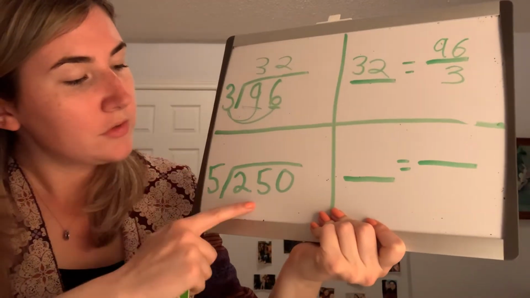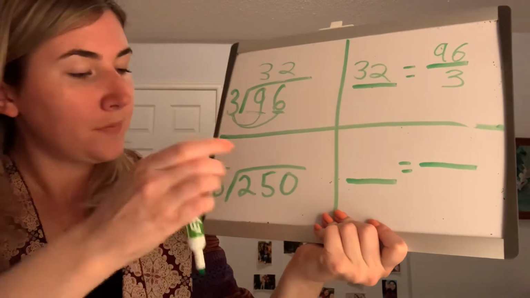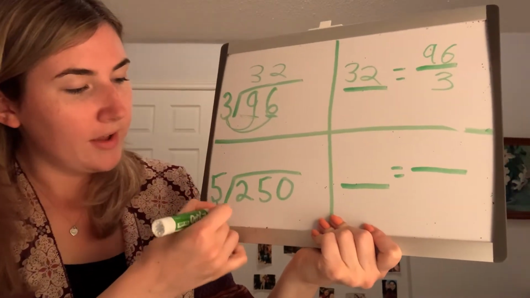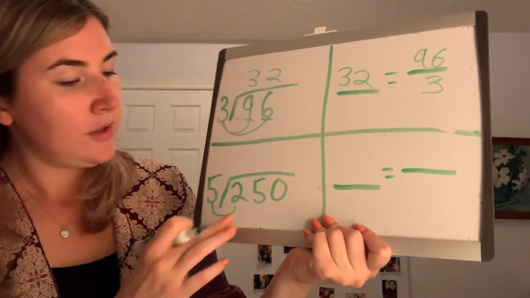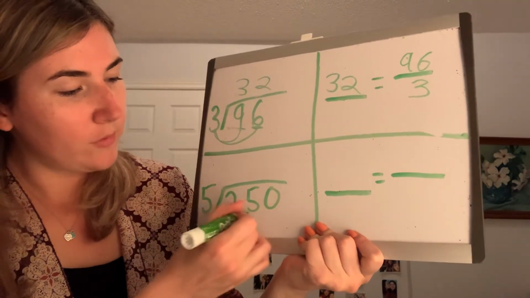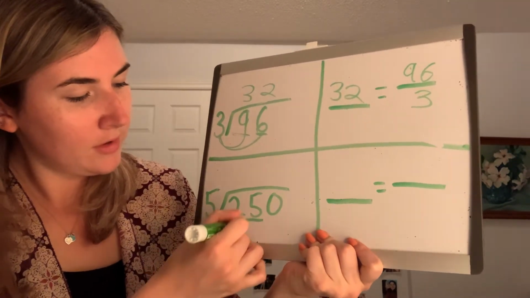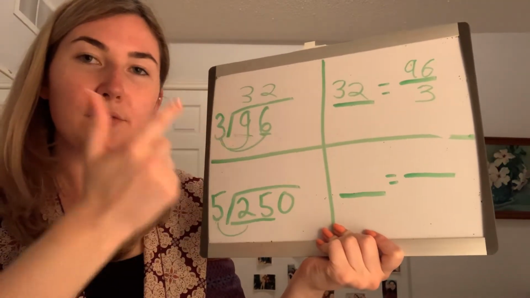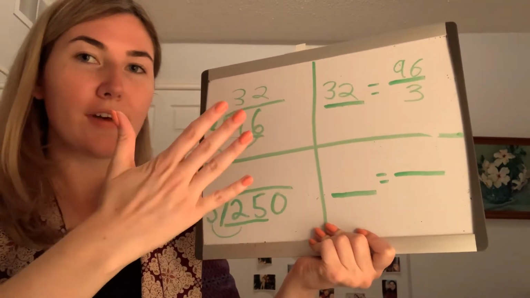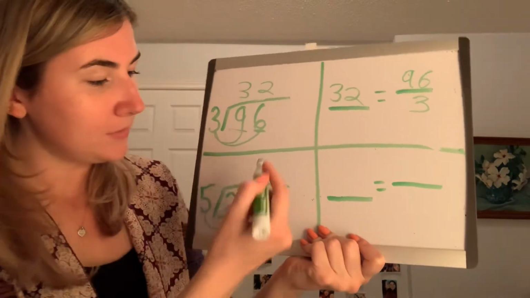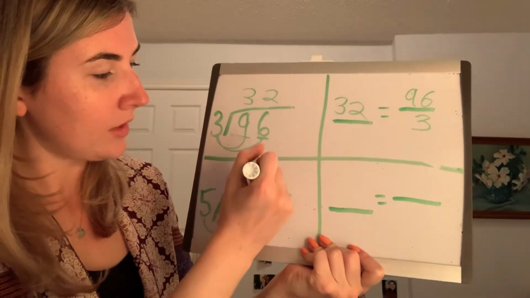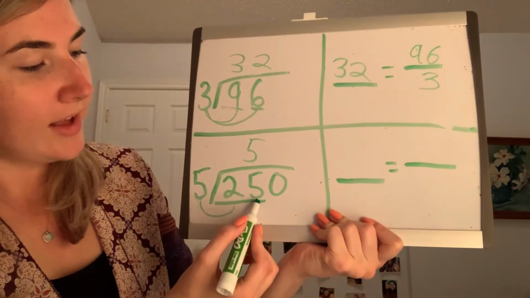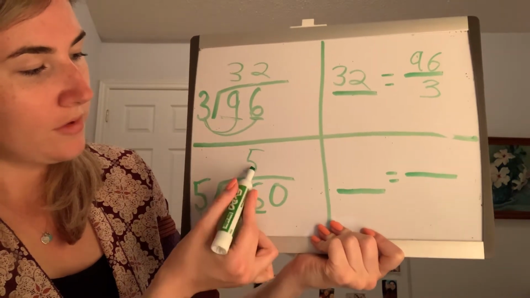Next we have 250 divided by 5. So again, we'll look, can 5 go into 2? No. Now can 5 go into 25? Let's see how many times. We have 5, 10, 15, 20, 25. So 5 times. Now we always put that at the last digit of the number we were working with.